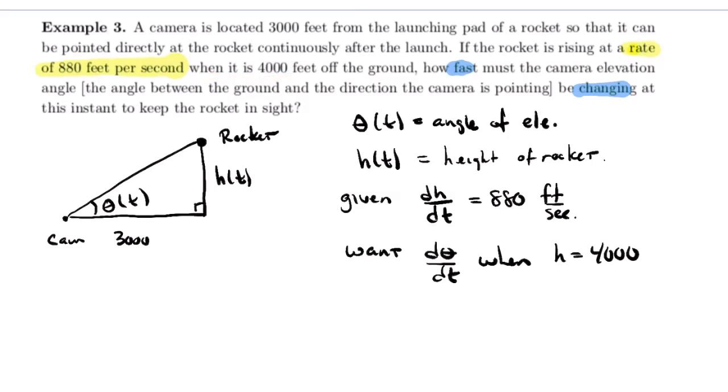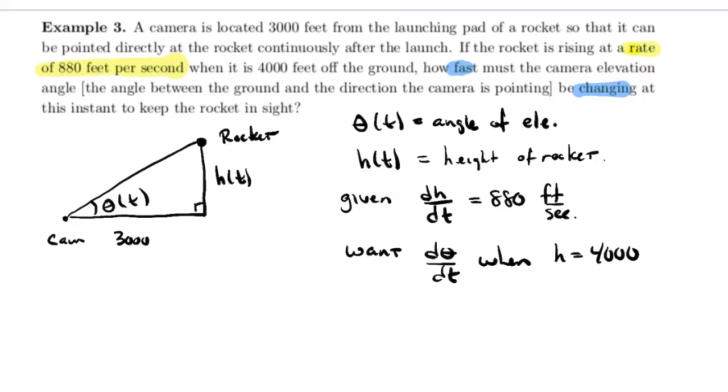So in terms of our steps, we've got a picture. We've identified what's changing, theta and h. We know what rate we know, we know dh/dt. We know what rate we want. So now we need a relationship between theta and h. Theta is an angle in a right triangle. h is the side opposite that angle. The side adjacent to that angle is known. This is the kind of hard part. It won't always happen super quickly.